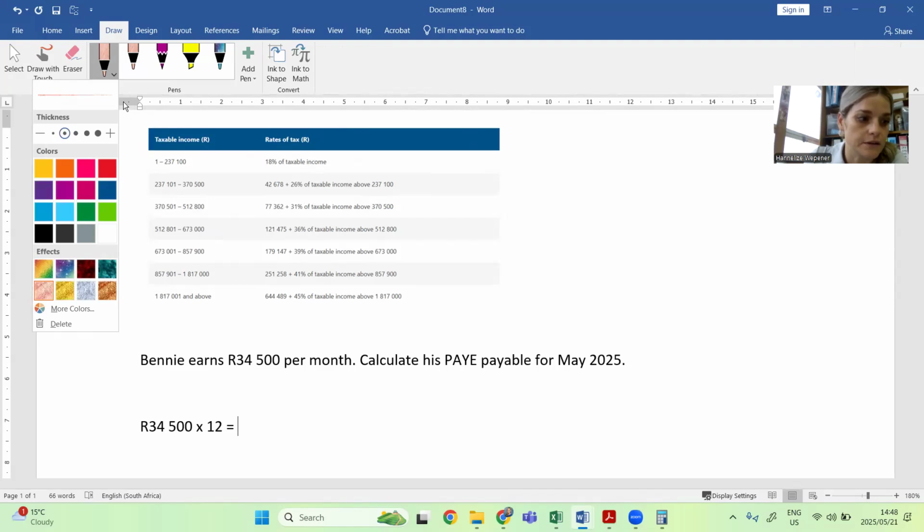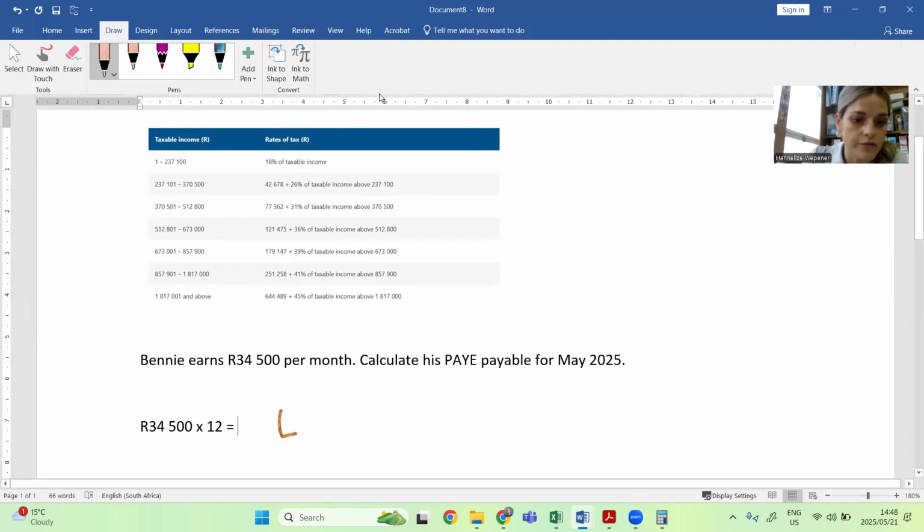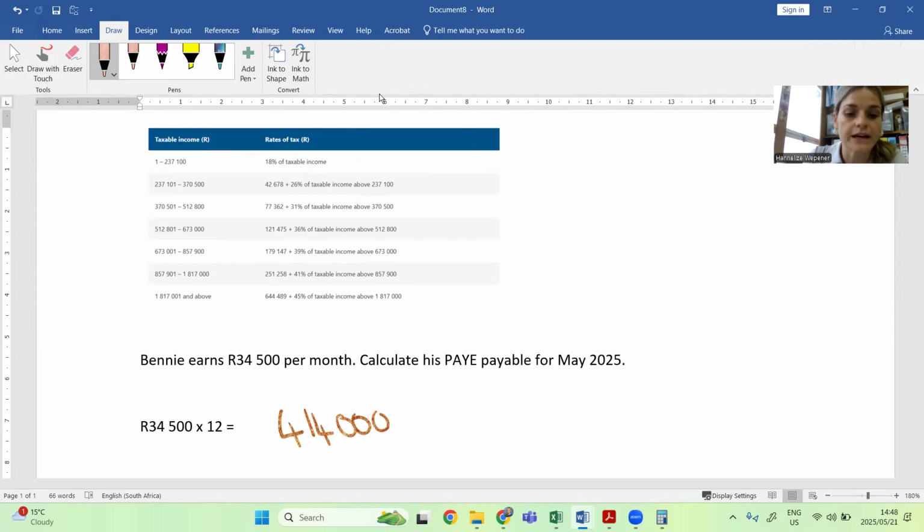So he earns 414,000 Rand per annum. Then you must now link this annual earnings of his to the relevant tax bracket. He earns more than the first bracket, so he can't be in that bracket. He also earns more than the maximum of the second bracket. So he falls somewhere within the second bracket over here.